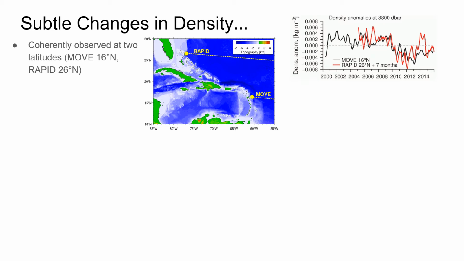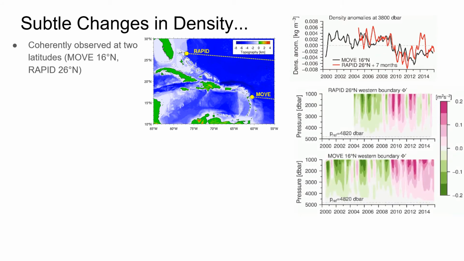The RAPID array at 26 north makes similar observations, and here we will take a closer look at density from the western sites of both the MOVE and RAPID arrays, 16 and 26 north, shown on the map. The top right panel shows time series of density observations in the NADW at these 2 locations. Both curves show a consistent drop in density that occurred around 2010.